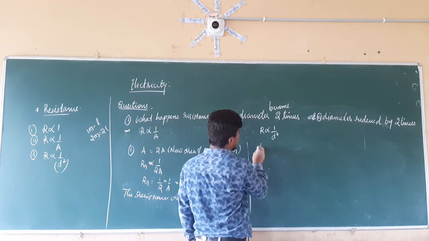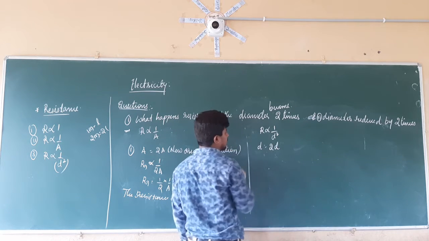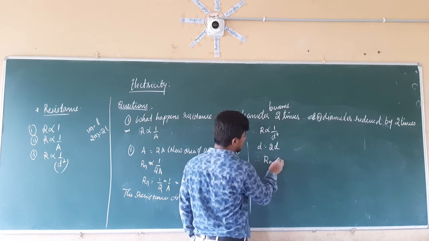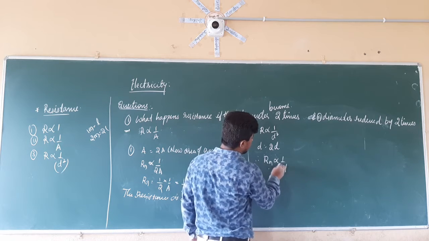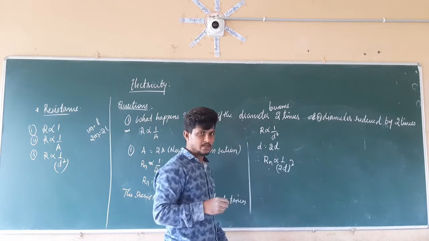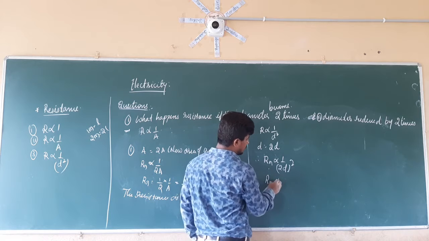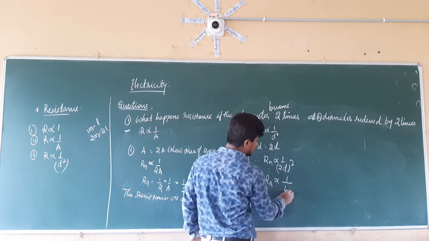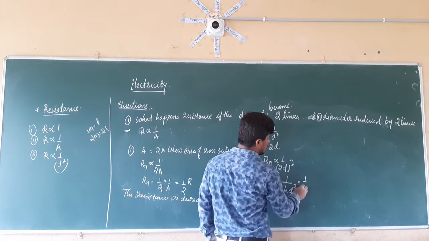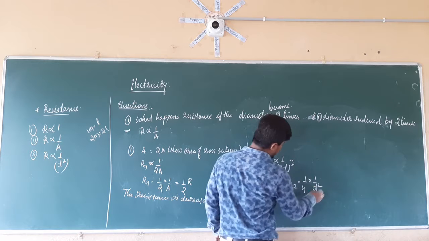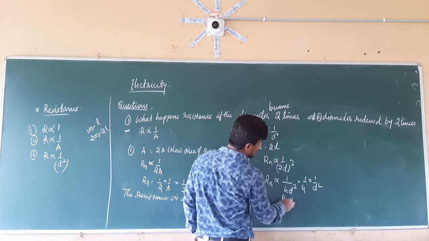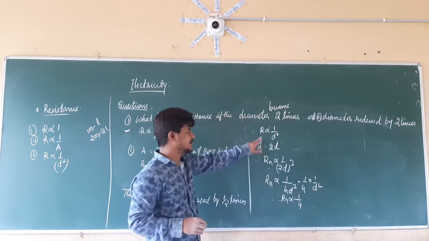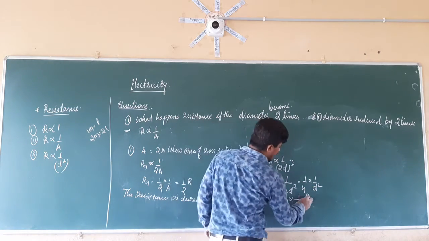Therefore, D becomes what? It becomes 2D, the new diameter. Therefore, the new resistance is equal to 1 divided by (2D) square. It will become what? Rn is directly proportional to 1 divided by 2 square, which is equal to 4, and D square. That is equal to 1 divided by 4 into 1 by D square. Therefore, Rn is equal to 1 divided by 4 into 1 divided by D square, which is the original resistance. So it will become R/4.